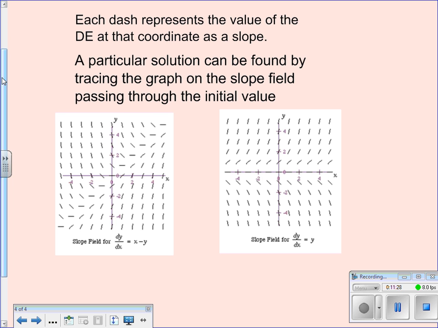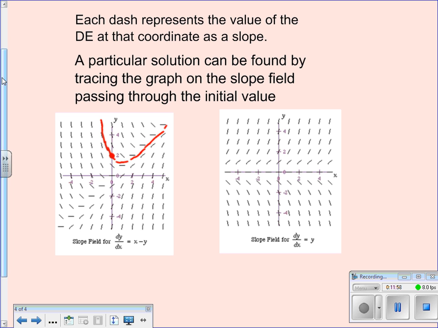Let's say I want to find a particular solution. Let's say I want to find the one that goes to the point (0, 2). So I go to where (0, 2) is on the graph, and I kind of sketch following along. I do what the dashes tell me. So I go this way and it goes up, and then I go like this, and it goes like that. There's a particular solution passing through (0, 2).